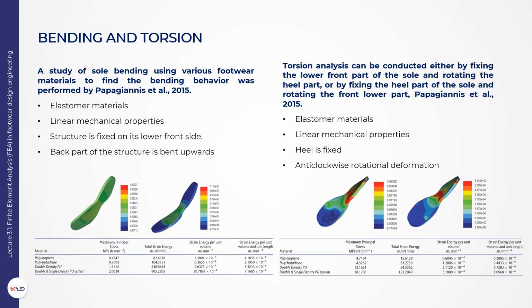Torsion analysis can be conducted either by fixing the lower front part of the sole and rotating the heel part, or by fixing the heel part of the sole and rotating the front lower part. In the following example, the heel is fixed, and an anti-clockwise rotational deformation has been applied to the structure of the sole. Calculated values for both maximum principal stress and strain energy are higher for increased Young's modulus of the sole material, indicating a realistic approach to assessing torsion deformation characteristics of footwear components.